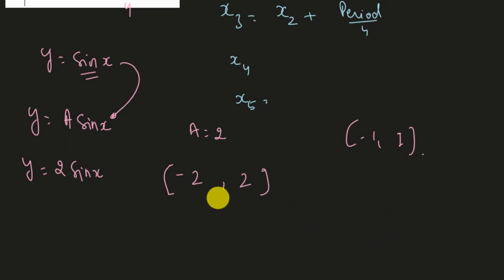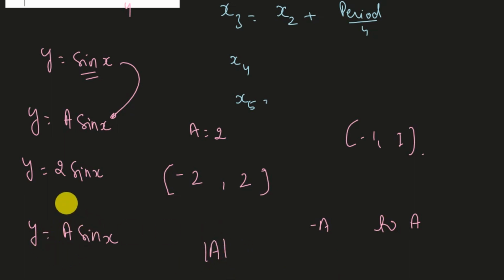Okay. Now here in general we can say that for the function y equals a sine x, the y value ranges between minus a to a, right? And if you see, the amplitude is a. Amplitude for this function is a.